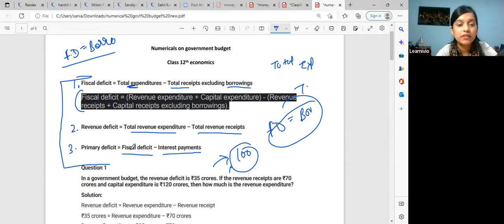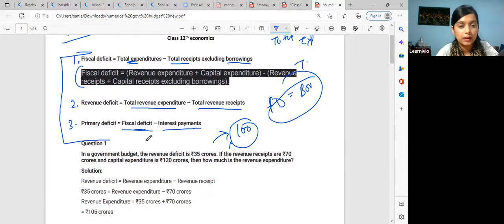Primary deficit is basically fiscal deficit and the interest payment. If interest payment is zero, then primary deficit equals fiscal deficit. And if you have to find fiscal deficit, then the formula will be primary deficit plus interest payment. You are a commerce student, so you know this basic calculation: the interest payment moves across, and here the term is minus, so it becomes primary deficit plus interest payment.